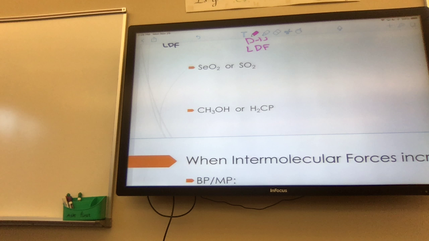I'll write the word. I drew an arrow too. Yeah, I should write it too. What about viscosity? Does it increase or decrease? Increase.